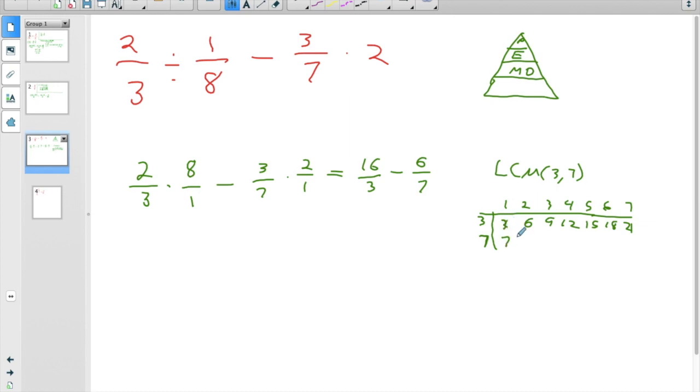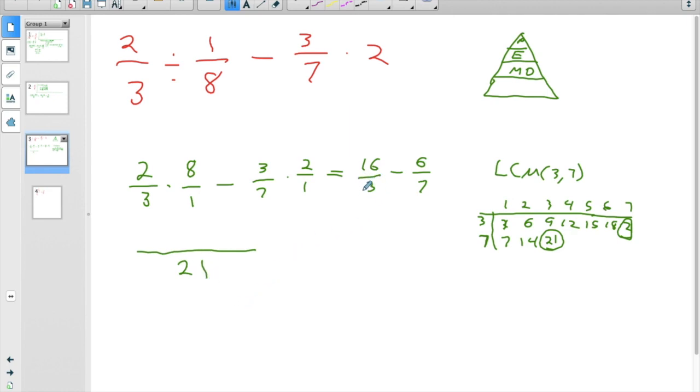Sorry, that should be a 3. For the 7, we have 7. Then here we have 14 and then 21. So 21 has to be our least common multiple. So 21 is in our denominator.